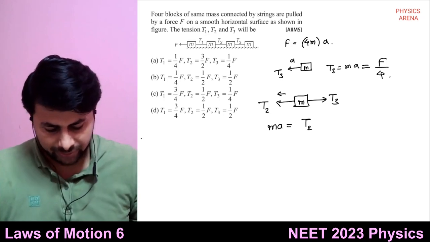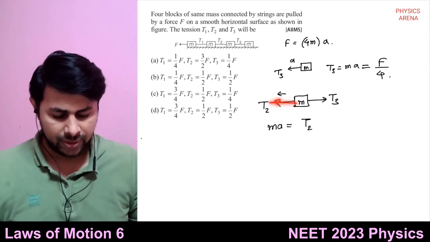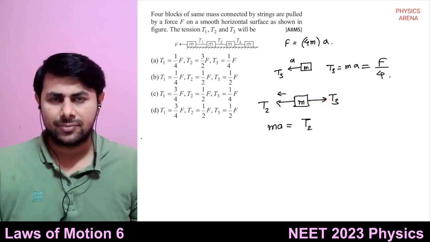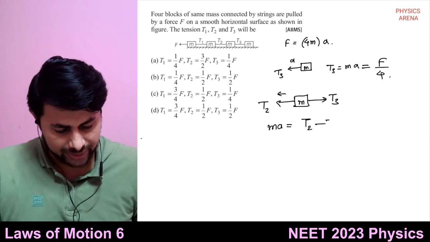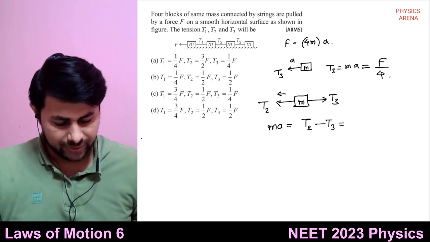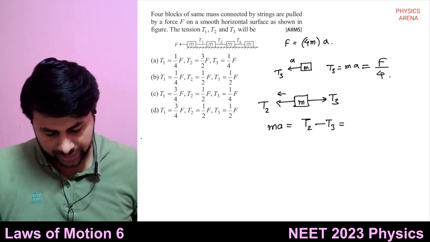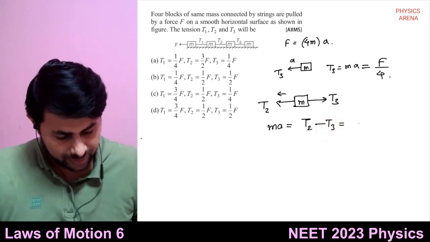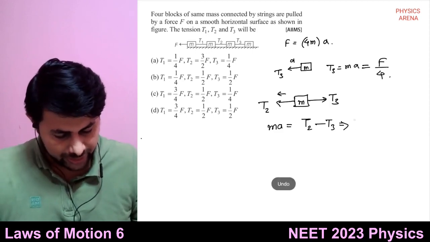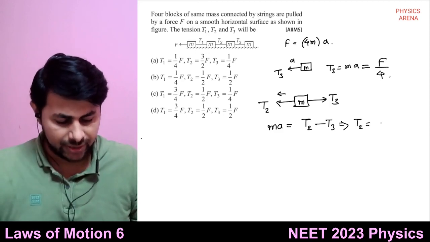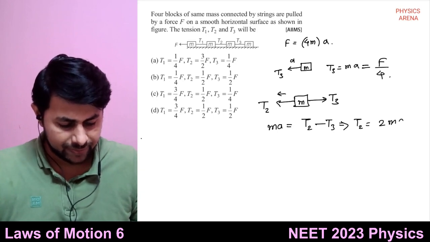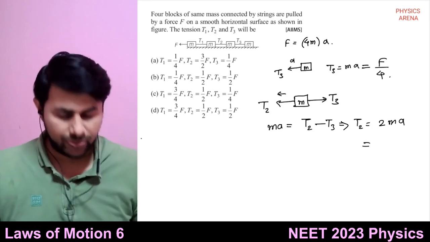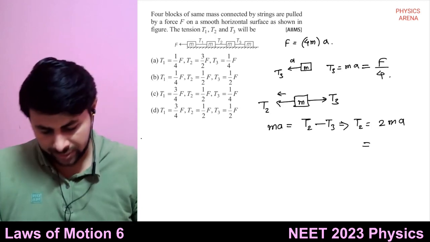So force acting on this one is also m times a. So m times a is equal to what? The tension in the direction of force minus this tension, so it is T2 minus T3. So how much will be T2? Take T3 on the other side, so you get T2 equals ma plus T3. That is 2 times ma, and in comparison with force, it is F by 2.